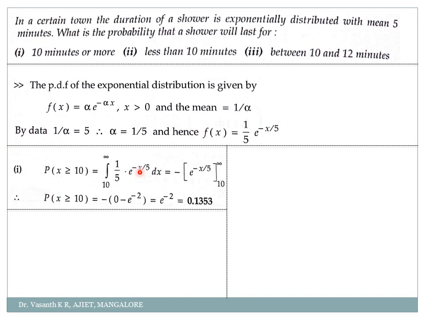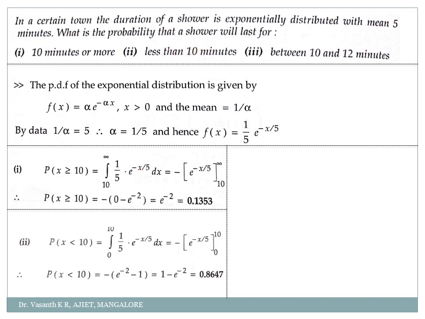Use calculator, my dear students. And integration steps I had explained in the previous problem. Same steps will repeat here also. So not at all difficult here. Second one, less than 10 minutes. So what will you do? X less than 10. So it will be 0 to 10, you take 1 by 5 into e to the power minus x by 5 into dx. So we will get it as 0.8647.